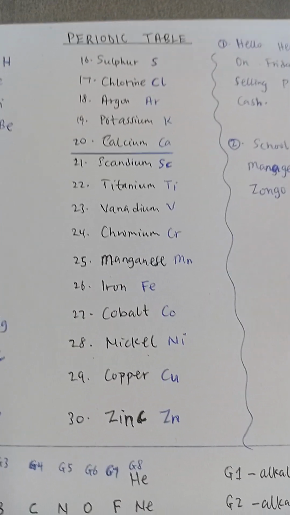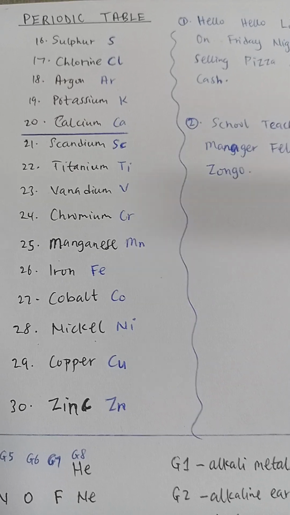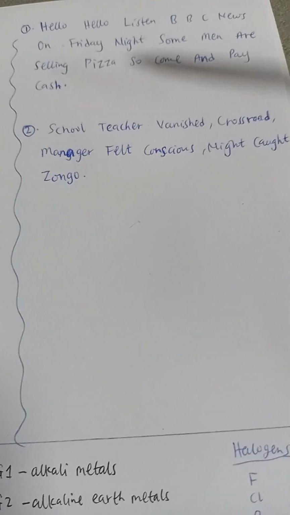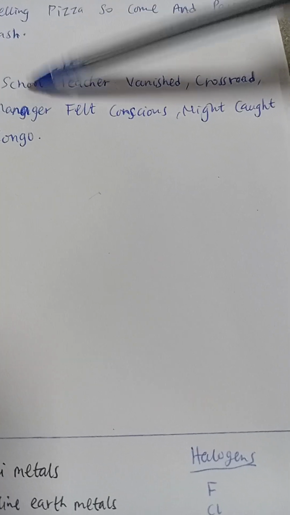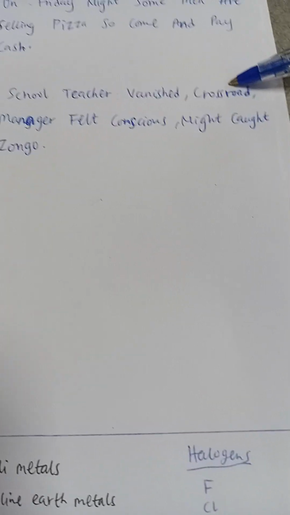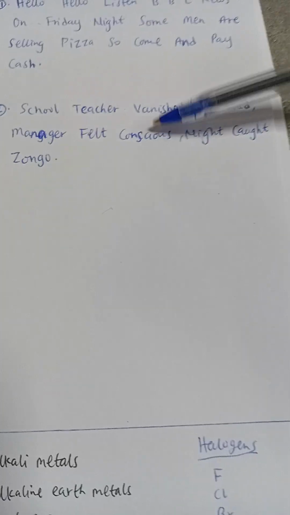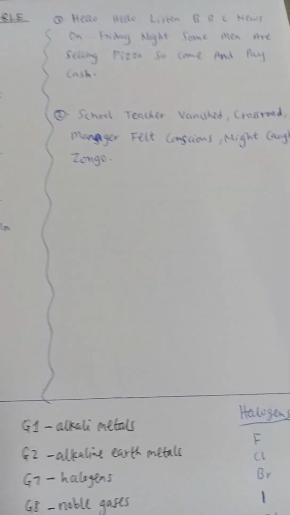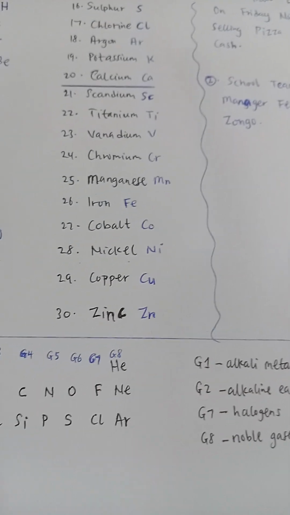And for the next 10, which is the first 10 transition series, you can use this to remember: school teacher vanished, crossroad, manager felt conscious, night court, zongo. Yeah, so that's what I used to remember.